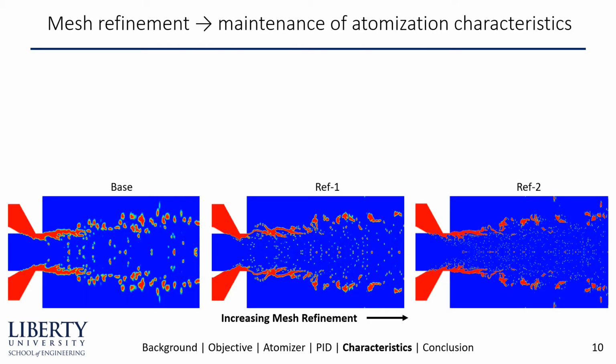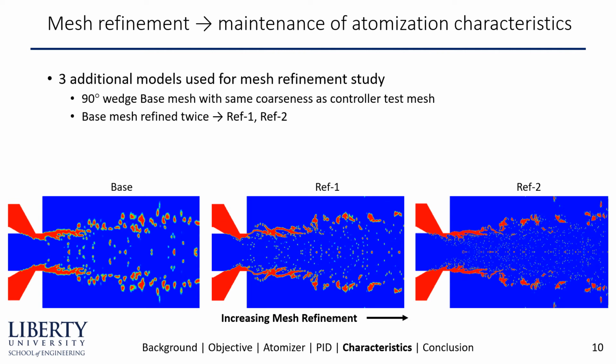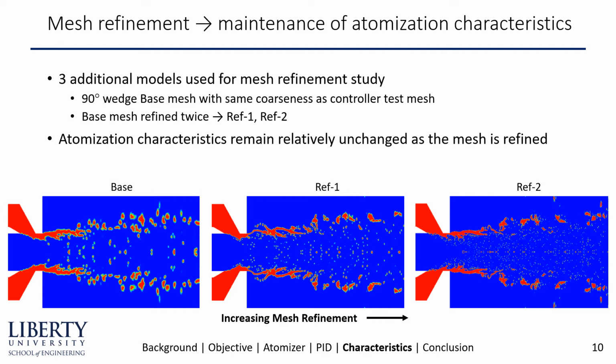Next, we did a mesh refinement study, and to do that, we used 3 additional models. We took a 90-degree wedge base model, which had the same coarseness as the controller test mesh, and we refined that twice to get Ref 1 and Ref 2, which you can see at the bottom of your screen. And you'll notice that atomization characteristics remain relatively unchanged as the mesh is refined. The droplet sizes do decrease. We get smaller droplets with finer meshes, but overall the characteristics remain similar.